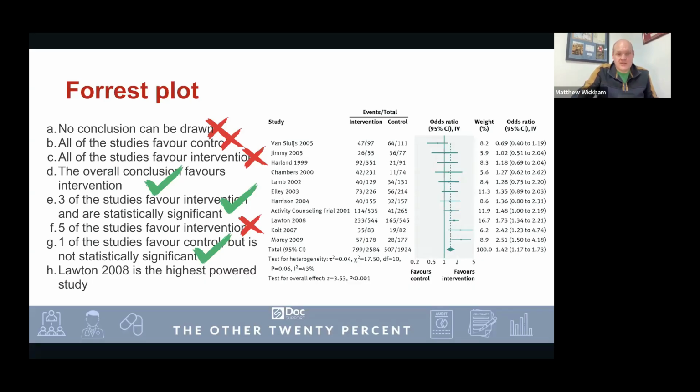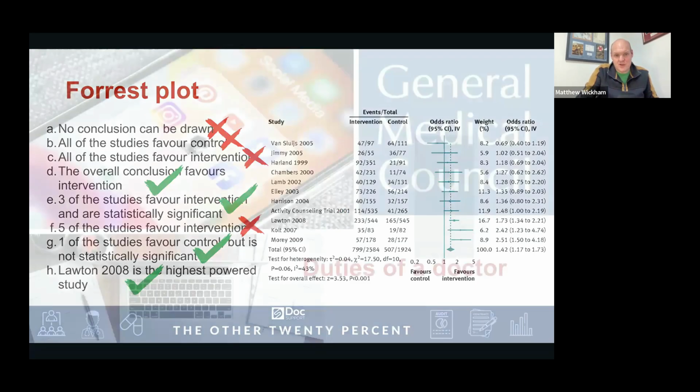Lawton 2008 is the highest powered study. So if you have a look at this, you're thinking, hang on a second, which one has got the biggest box? Well, you can see that's a nice chunky one there, Lawton 2008. Boom. You could also, to double check, but this may not be on the actual exam, look at the weight, and you can see the percentage of it, 16.7%. Quick glance up and down, actually, that's the highest number. So that is correct as well. Okay, so that's forest plots in a very big nutshell.